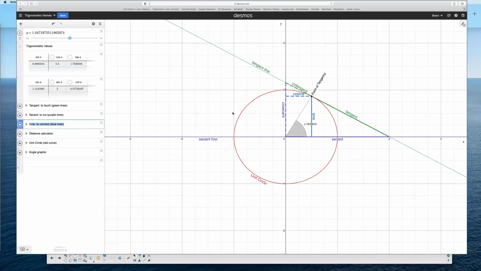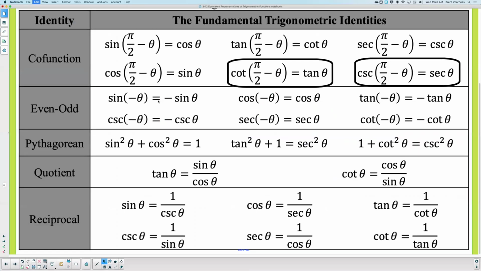Therefore, the true relationship is shown right here, that sine starting at the x-axis and moving against the clock is equal to cosine starting at the y-axis and moving counterclockwise. That's what cofunctions are. Cofunctions switch you from a sine to a cosine or a tangent to a cotangent and such. Make sense? Okay, that's the first one you have to memorize.